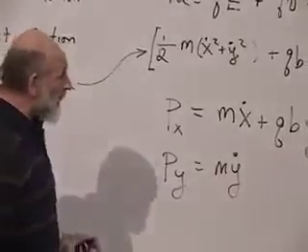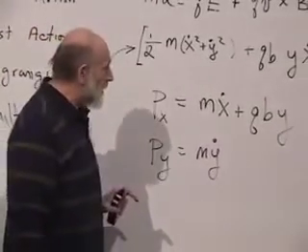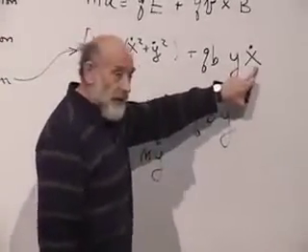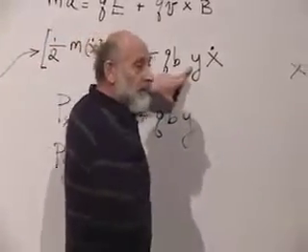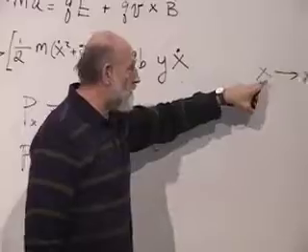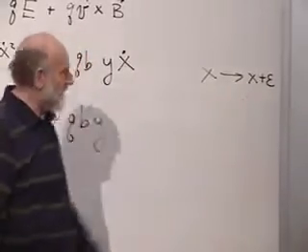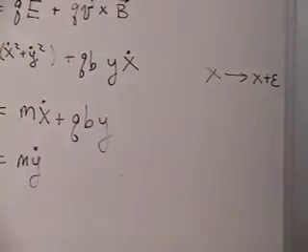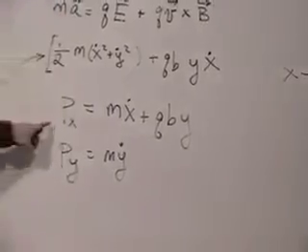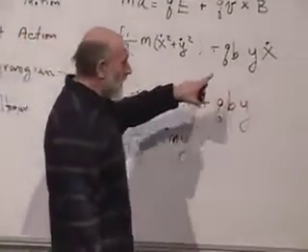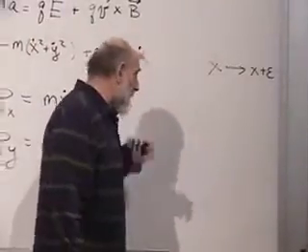That doesn't change X dot. It doesn't change Y dot. It doesn't change X dot over here. And it doesn't change Y, because I haven't changed Y. That means that the X component of momentum is conserved. There's a symmetry: X goes to X plus a constant.